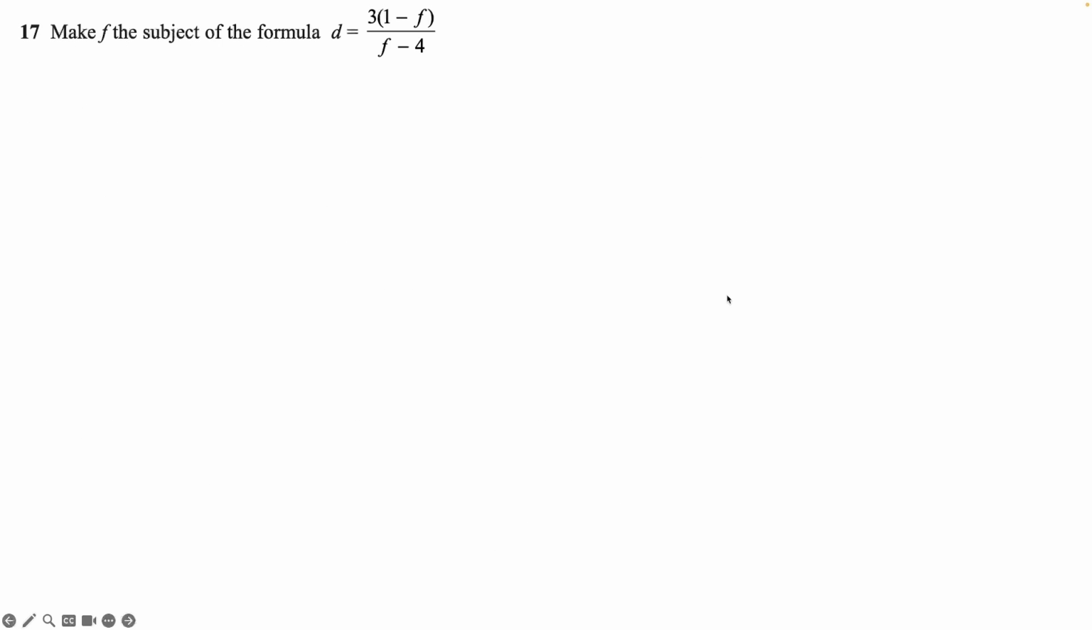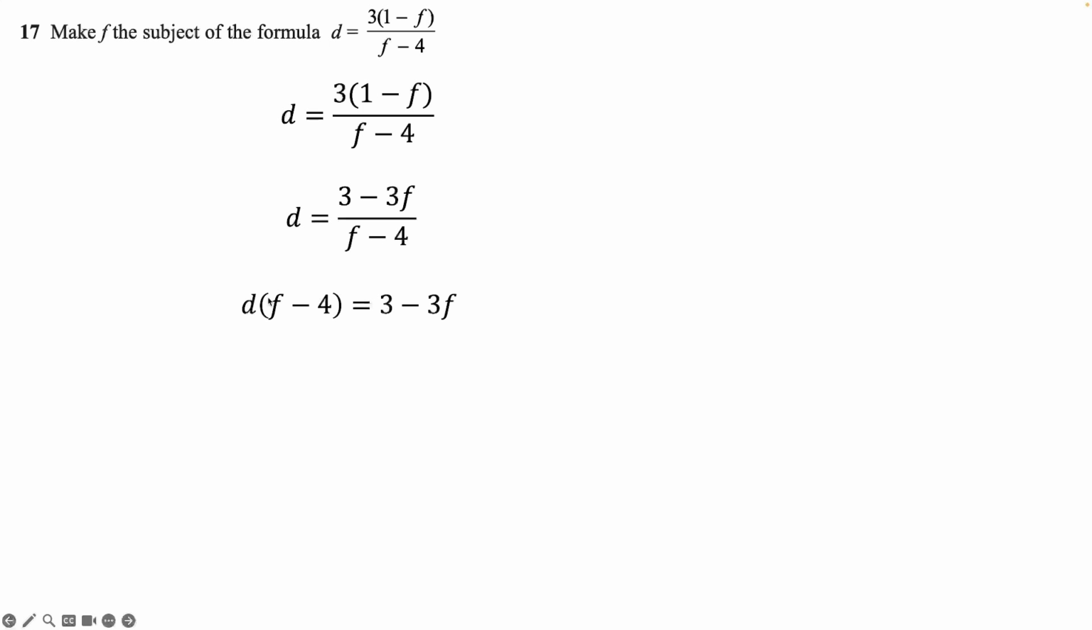Cool. Question number 17. We want to make f the subject of this formula, so that means get f on its own. So the first thing we could do is expand these brackets. So we multiply everything outside by everything inside. So we have 3 times 1 minus 3 times f. So that would give us 3 minus 3f over f minus 4. Now we can multiply this f minus 4 onto this side to give us d times f minus 4 equals 3 minus 3f. We can expand the brackets, so df minus 4d is equal to 3 minus 3f.